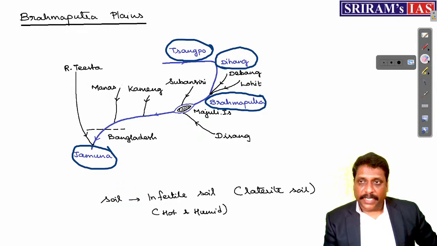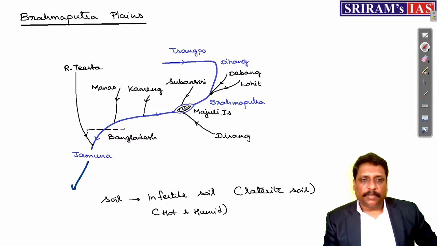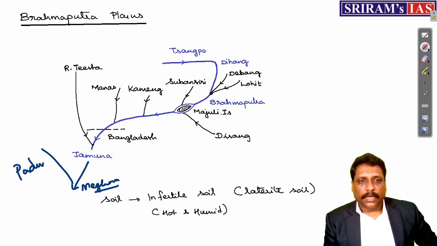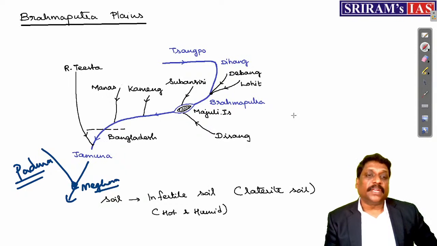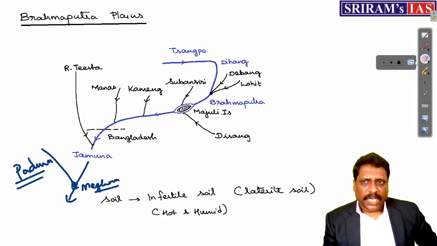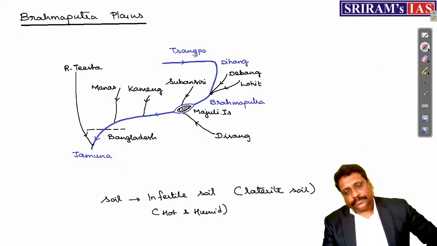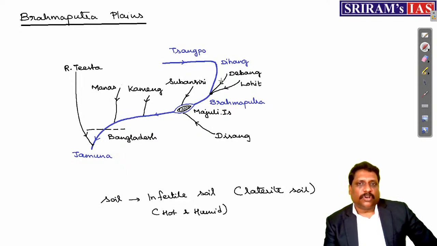And see, further it also takes one more name. At one point of time, it becomes what? Meghna. When Jamuna and Padma, that is Ganga in Bangladesh, which you call Padma, confluence with each other, it becomes Meghna. Okay, whatever it is the case. I've also included some of the tributaries of these rivers.